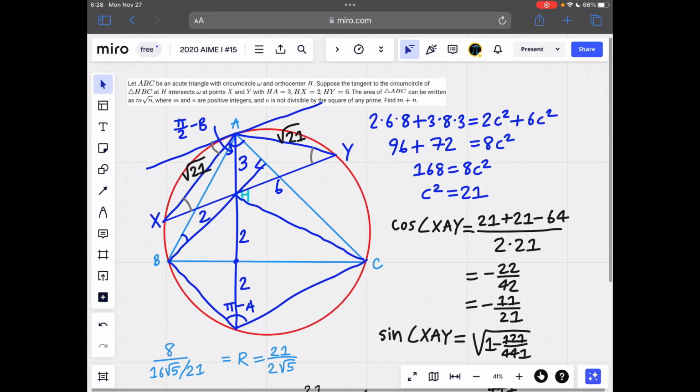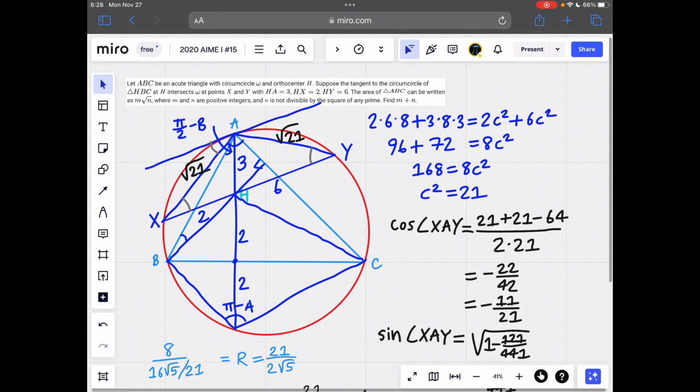It can be written as m root n, where m and n are positive integers, and n is not divisible by the square of any prime. We can confirm that 55 isn't divisible by the square of any prime. It's 5 times 11. Find m plus n, which is just 3 plus 55, or 58. And we have solved AIME problem 15 in 2 different ways.